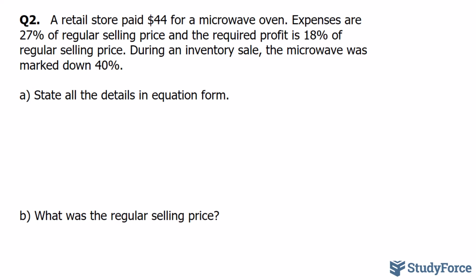Let's look at our second Markdown word problem. A retail store paid $44 for a microwave oven. Expenses are 27% of regular selling price, and the required profit is 18% of regular selling price. During an inventory sale, the microwave was marked down 40%.